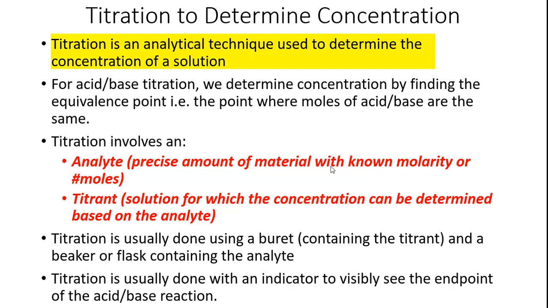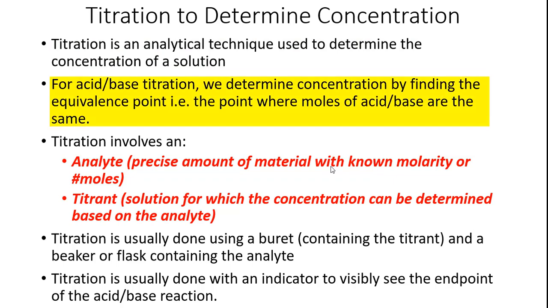So in this case, titration is another analytical technique. We use it to determine concentration. For acid-base titration, the way we determine the concentration of one or the other just depends on which one you want to titrate. The way that we determine the concentration is by finding the equivalence point, i.e. the point where the moles of acid and base are the same.